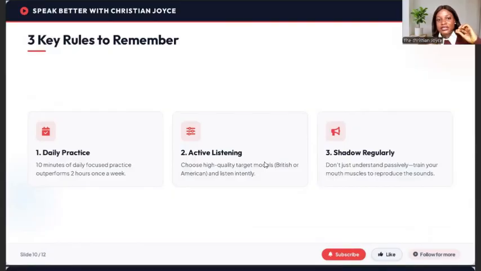Secondly, active listening. Choose high quality target models, which could be British or American, and listen intently. And then lastly, shadow regularly. Don't just understand passively, train your mouth muscles, train your ears to hear the sounds you've learned and reproduce the sounds with your mouth muscles.